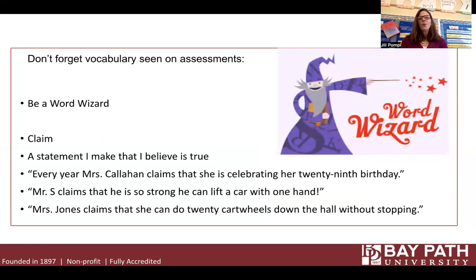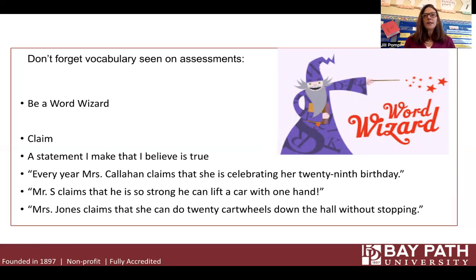And of course, we live during a time where assessment is very important in the world of education. And so if we want our students to be successful, it would behoove us to focus a little bit on vocabulary that students will see on assessments. We certainly don't want our students to do poorly on an assessment because they didn't understand the vocabulary words in the task that they're being asked to complete. So you could create a bulletin board in your classroom or in your school where you are encouraging your students to be a word wizard.